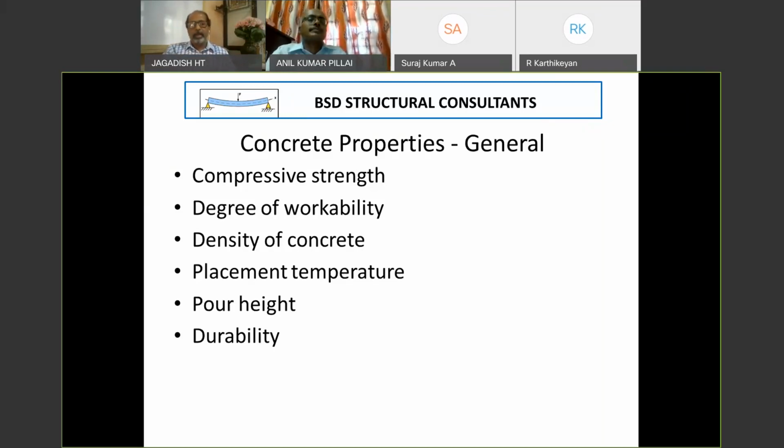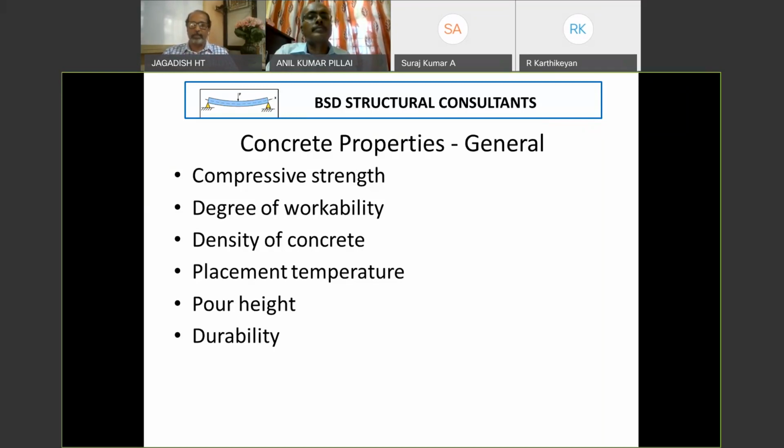Okay? And then pour height. Now, as per IS code, the pour height, or you can say the free fall of concrete, should not be more than 1.5 meters. The reason is when the concrete falls more than 1.5 meters free fall, there are chances of segregation.